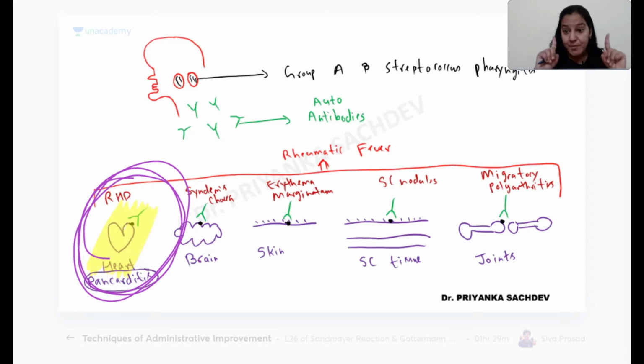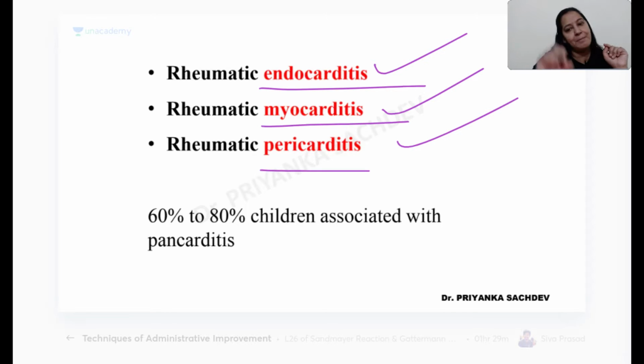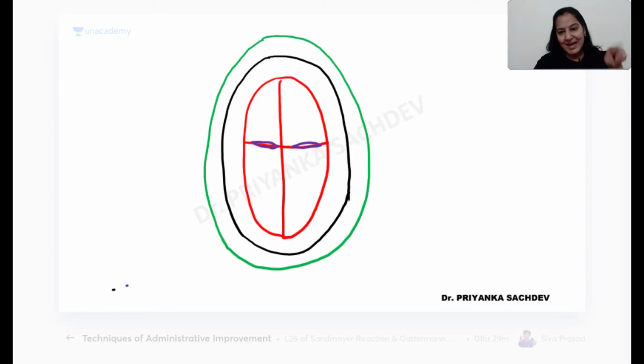The first one was in detail, that is rheumatic heart disease, in which there is pancarditis. Pancarditis means all the 3 layers are involved: endocarditis, myocarditis, pericarditis. So along with endocarditis, we have also studied myo and pericarditis. But my topic is endocarditis, but we have studied all 3, together known as pancarditis. Correct or not? So these are the 3 layers.